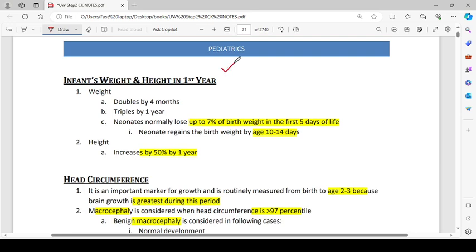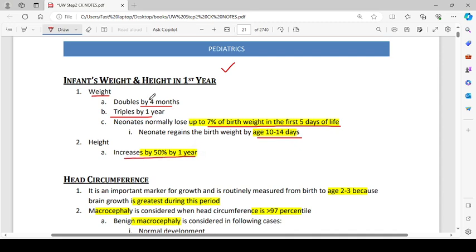Infants' weight and height in the first year. Weight doubles by 4 months and triples by 1 year. Neonates normally lose up to 7% of the birth weight in the first 5 days of life. Neonates regain the birth weight by age 10 to 14 days. Height increases by 50% by 1 year.